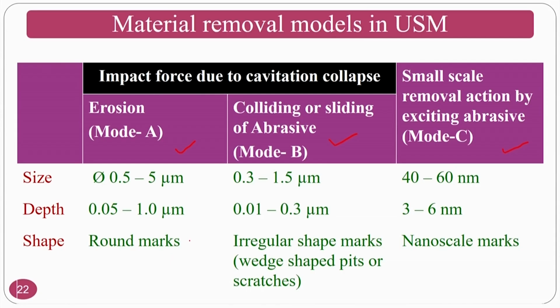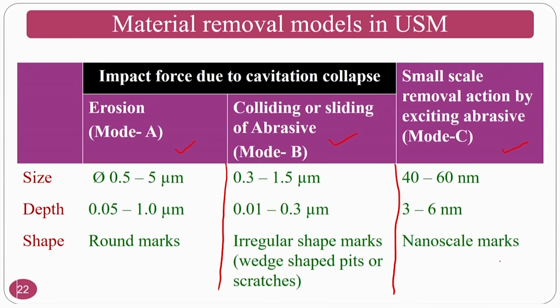Okay. If you see the colliding or the sliding action, what will happen? Normally the size will be 0.3 to 1.5 microns, where the depth it can create is maximum 0.3 microns, and irregular shape marks, wedge shape pits or scratches are normally seen. Okay. In the small scale removal action by the exciting, that is mode C, basically the size is 40 to 60 nanometers and 3 to 6 nanometers, and nanoscale marks will be there.